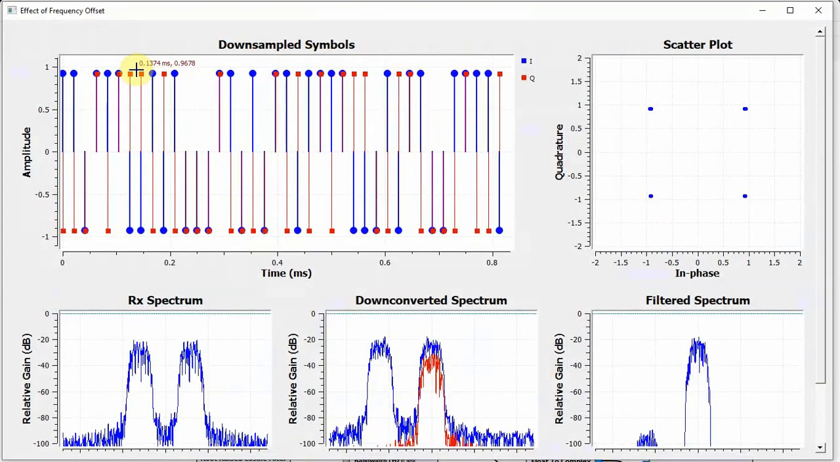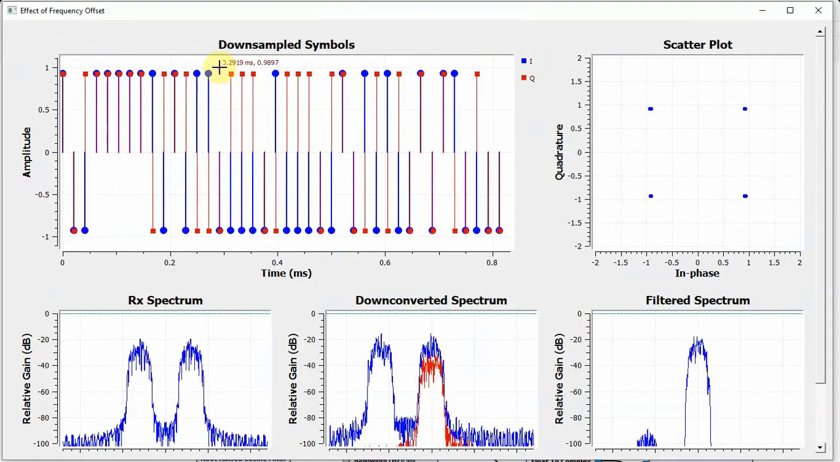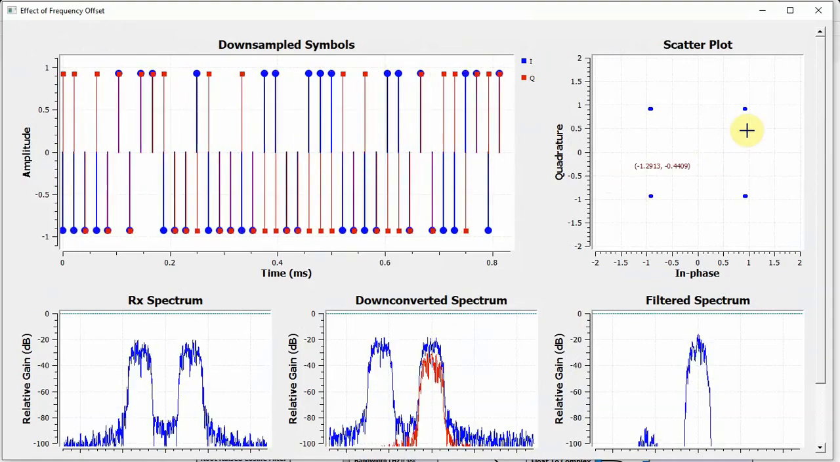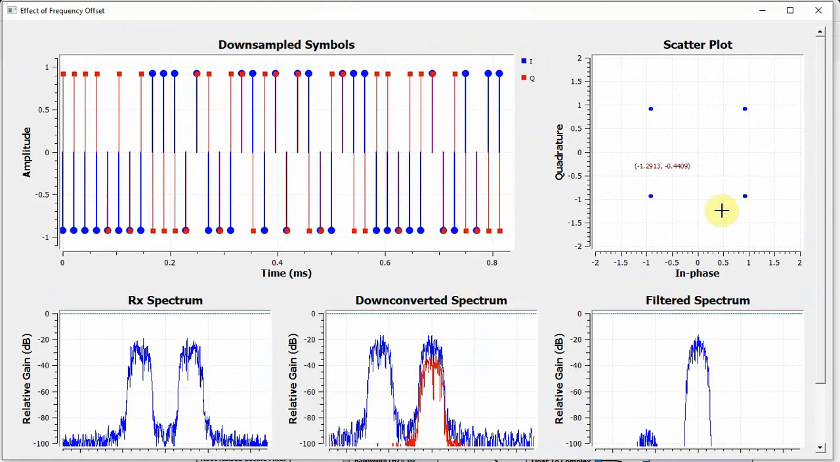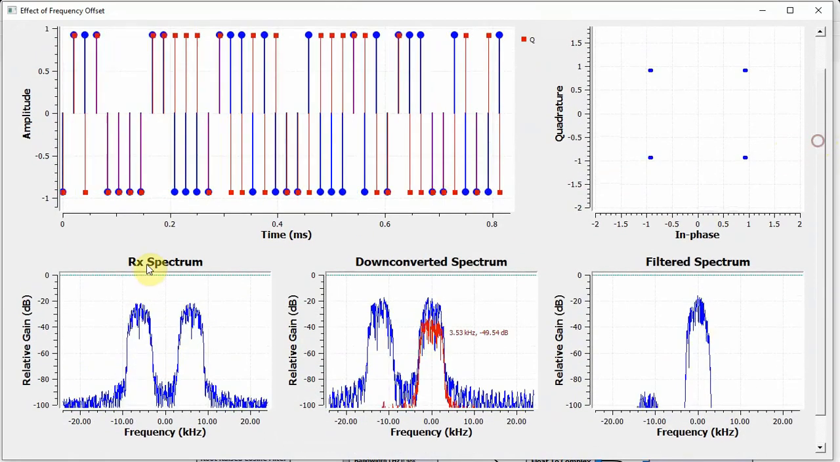Here we see that the downsampled symbols in both I and Q arms are perfectly mapped to their binary representations. This is why we have a perfect scatter plot here as well. And then observe the receive spectrum.